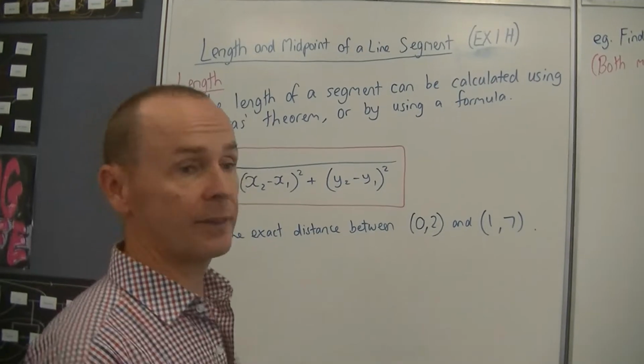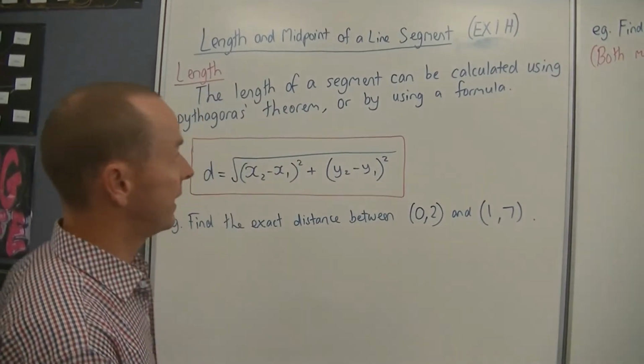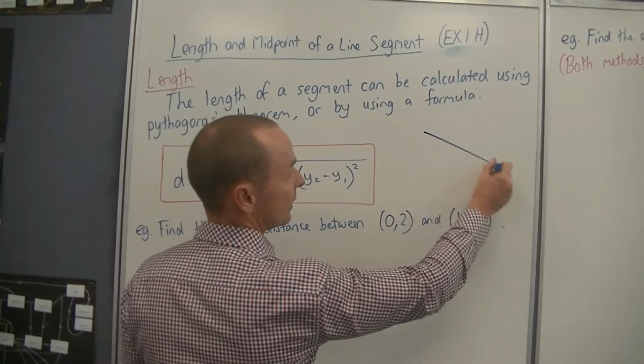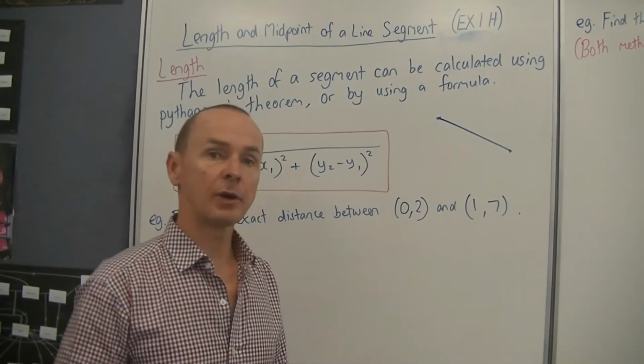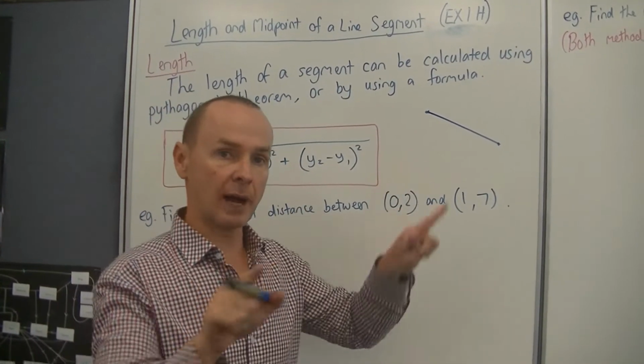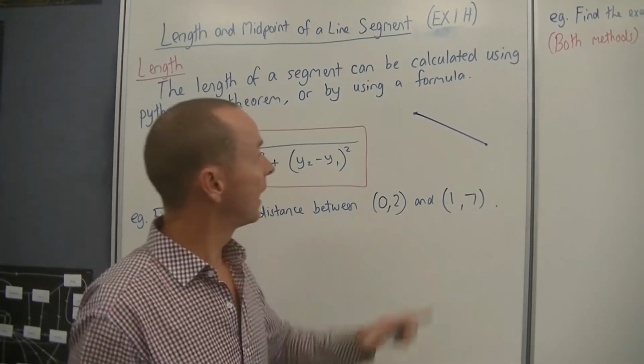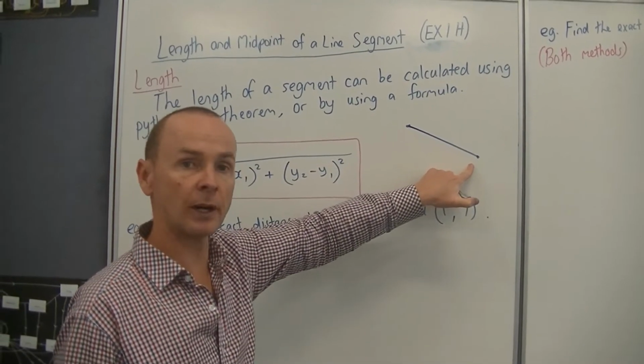So to find the length, a line segment, by the way, is a section of line. So for instance, it starts there and stops there. It does not go on forever. The graphs that we've been doing so far, they've got little arrows on either end, they go forever. A line segment is just part of a line.